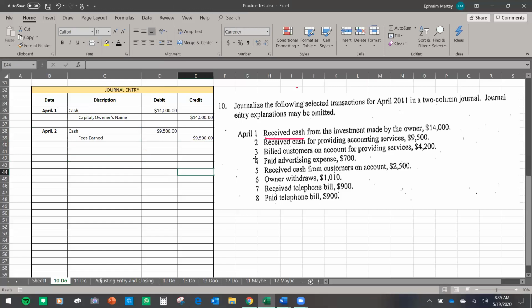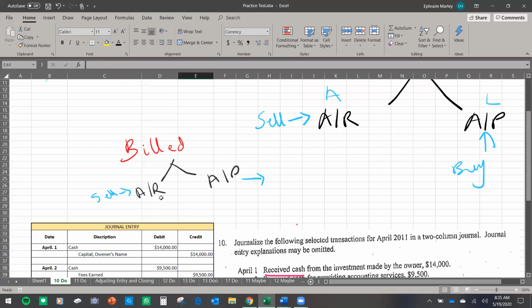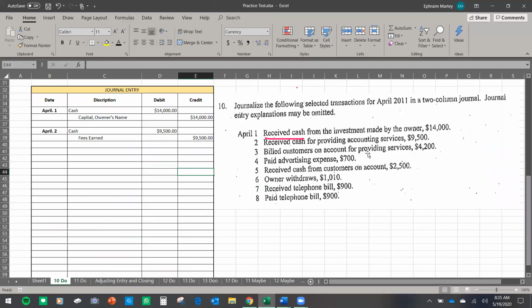Okay. On the third one, we bill customers on account. Remember what I did here? Bill customers on account. Okay, because we have billed customers, we have sent it out, we are going to have accounts receivable. Okay, so we have accounts receivable for providing services. So we have earned that amount because we have provided the service. Okay? So it is ours. So we'll do the same thing we did here, but with accounts receivable instead of cash, because we haven't received the cash yet, and then fees earned.